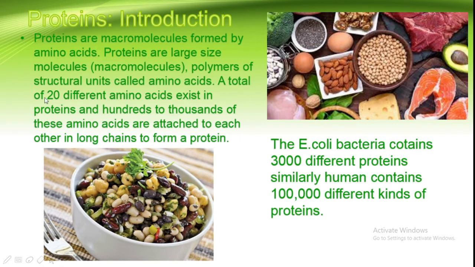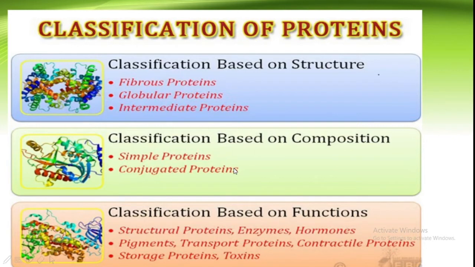Basically there are only 20 amino acids. The E. coli bacteria contains 3,000 different proteins. Similarly, humans contain 100,000 different kinds of proteins. These are the right and left. In the diagonal form, you will observe the examples as pictures of the proteins. Different types of dietary proteins are there.